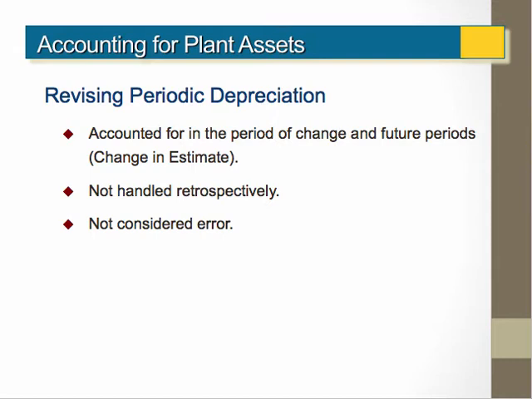So you could actually change your mind as to what the useful life or salvage value is. If you do, you do not go back and recalculate your depreciation. Instead, you take your book value at the time of the change and recalculate your depreciation based upon your new assumptions, taking into account what you've already done. This is not considered a mistake or error because all it is, is a change in estimate.